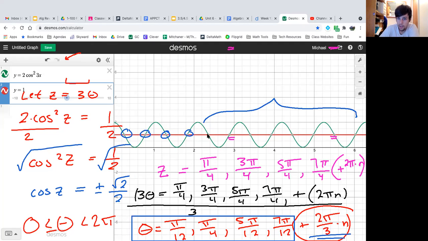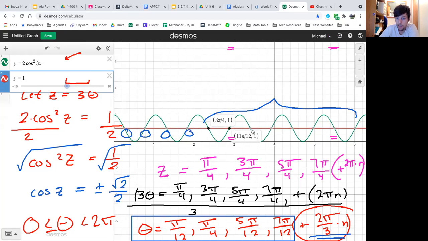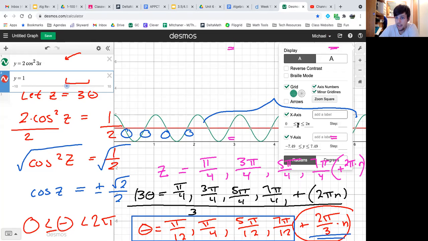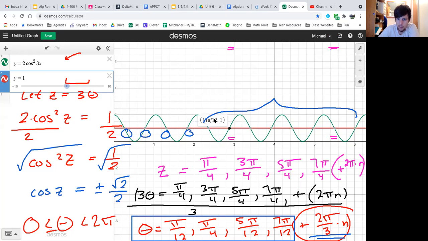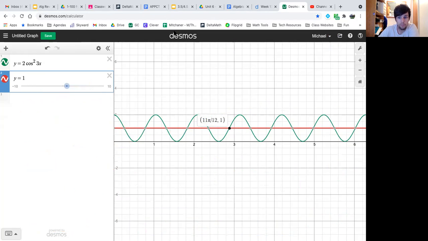Other than Desmos, Desmos does find these quite nicely for us. So it even gives us exact values. Now, to get these exact values, you do have to be careful. I did have to make sure that my axis was scaled in terms of pi. If you don't do that, it tends to not find those. It gives you decimal approximations instead of the pi fractions, which are quite nice. Anyway, those are our solutions.